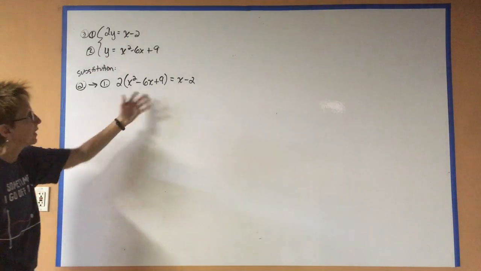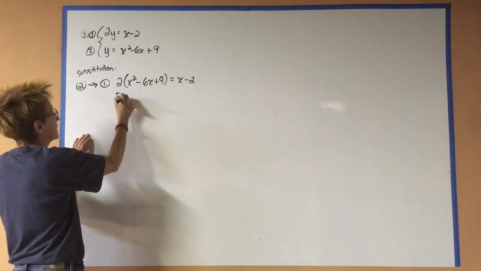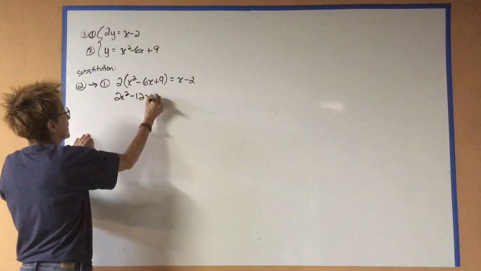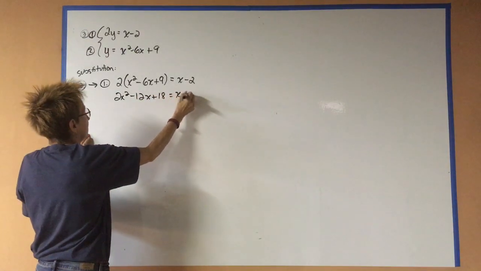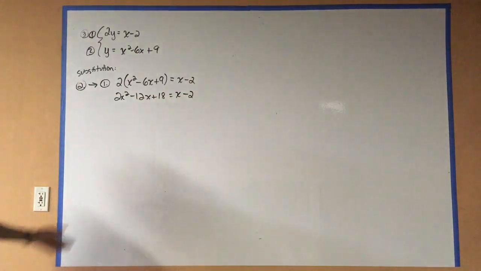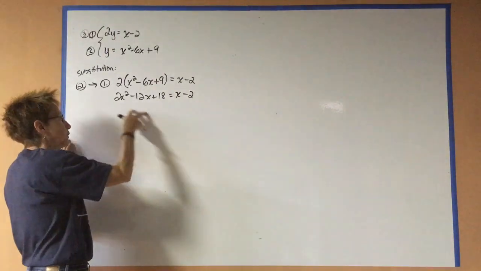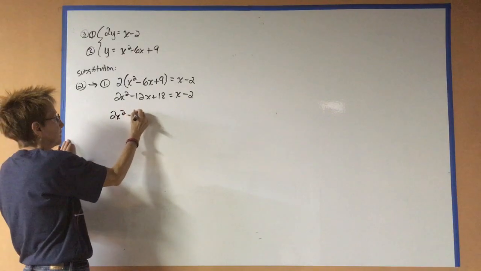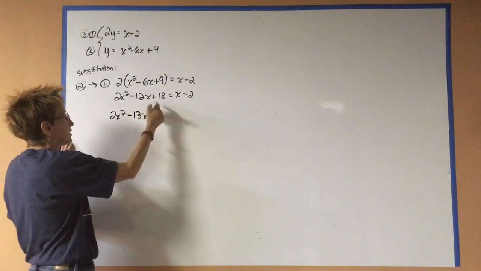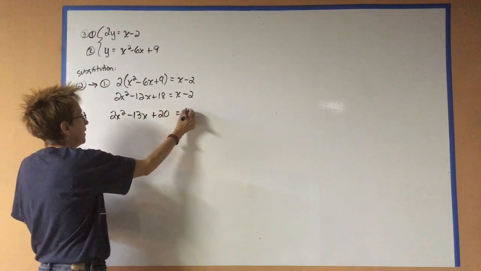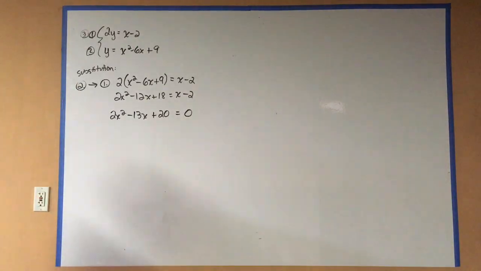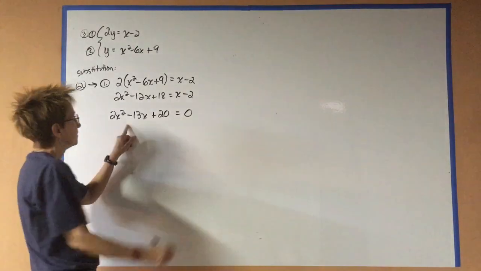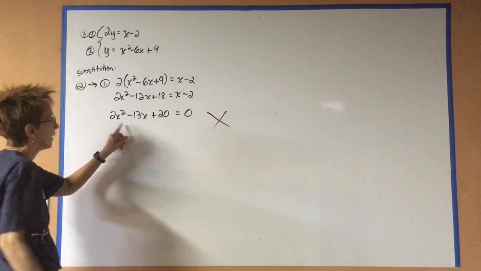So this looks quadratic to me, so let's see, I'm going to multiply, get 2x squared minus 12x plus 18 equals x minus 2. I'm going to bring the x and the negative 2 over here. So this is 2x squared. I'll subtract x, so that'll be negative 13x. I'll add 2, so that'll be plus 20 equals 0. And this is the harder big X, but I'm going to try it.